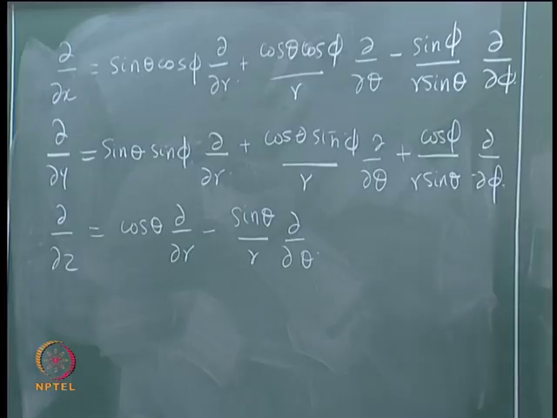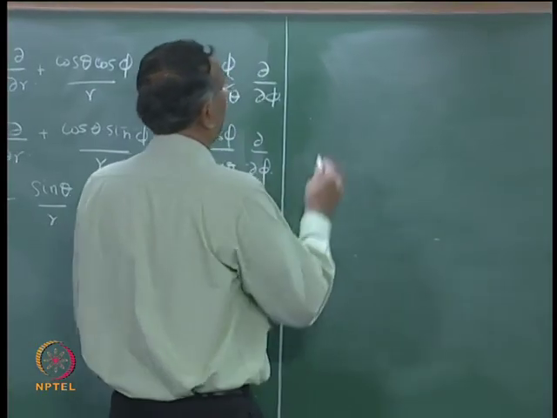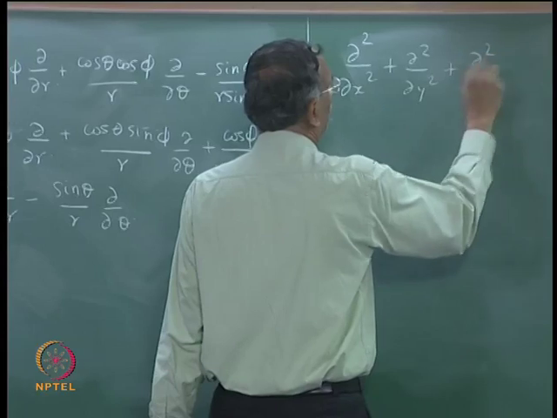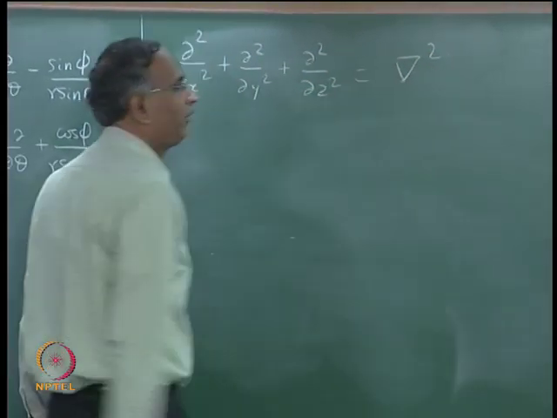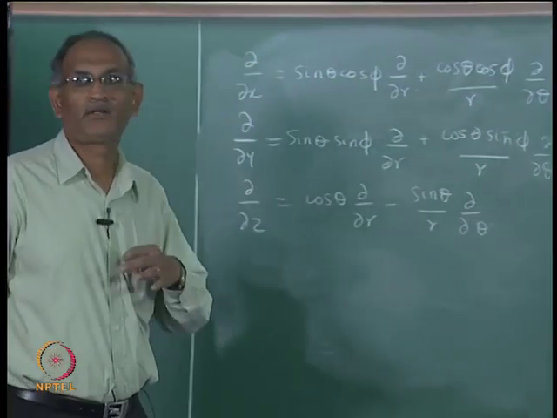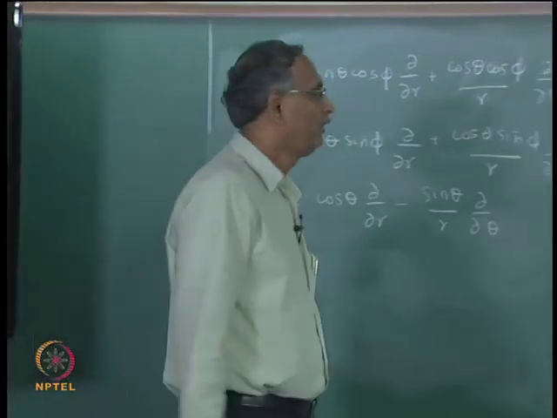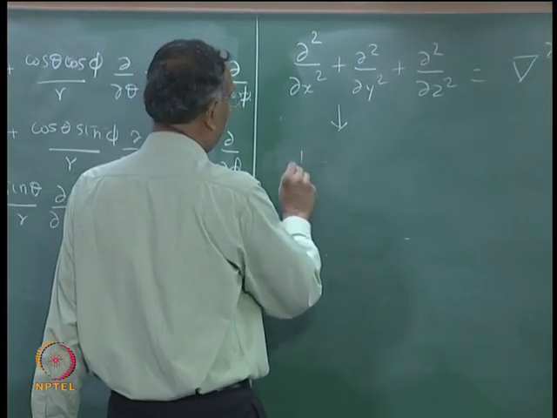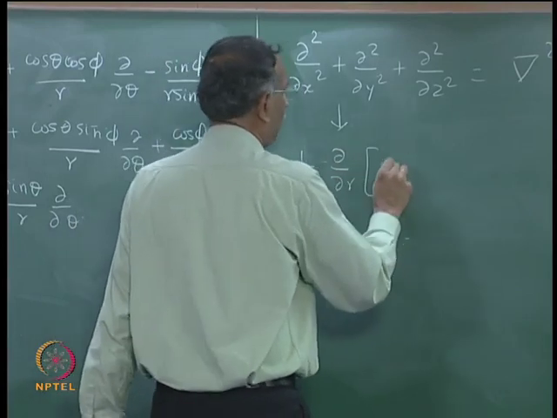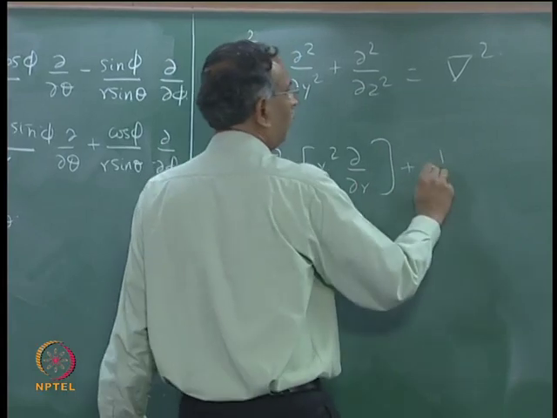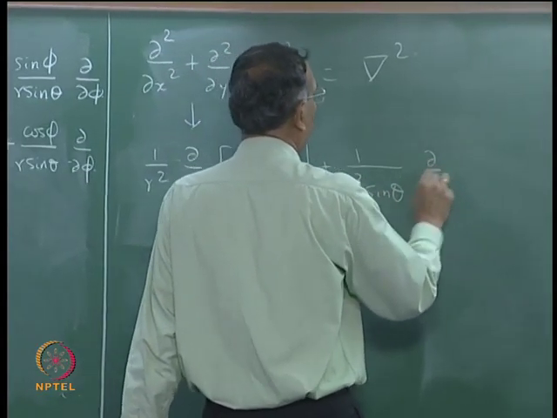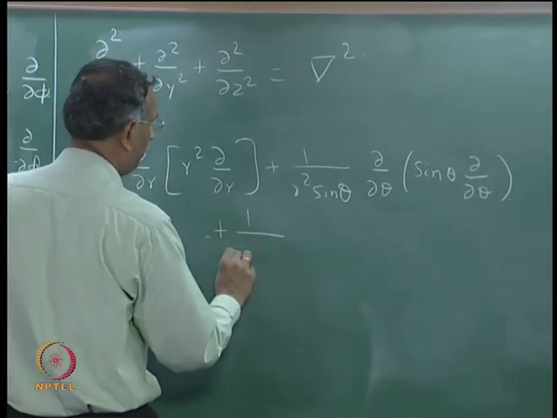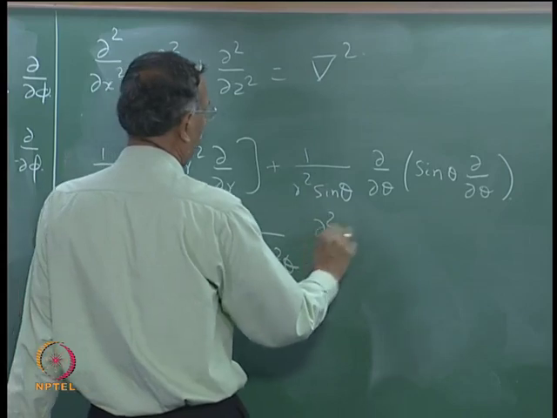One can go through the algebra, but at the end of the day, if you are going to write the derivative dou square by dou x square plus dou square by dou y square plus dou square by dou z square, which is the Laplacian in 3 dimensions in Cartesian coordinates, using the r, theta, phi coordinates, the final expression is written in a compact form. It is 1 by r square dou by dou r of r square dou by dou r, plus 1 by r square sine theta dou by dou theta of sine theta dou by dou theta, plus 1 by r square sine square theta dou square by dou phi square.